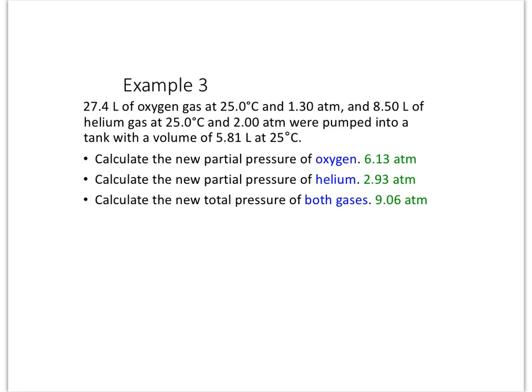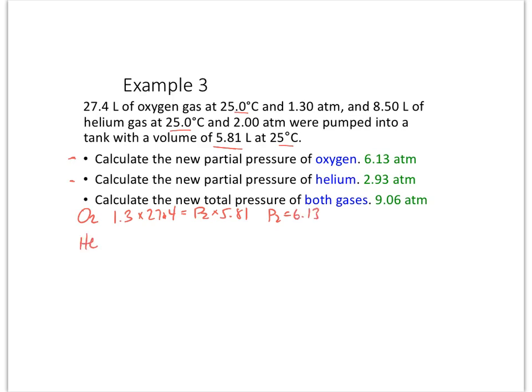Here's another sample. 27.4 liters of oxygen, blah, blah, blah. We have oxygen and helium, both pumped into a tank with a volume of 5.8 liters at 25 degrees. So our temperatures are constant here the whole time. Calculate the new partial pressure of the oxygen. So we could do a P1V1 equals P2V2 for both of these gases. So P1 for the oxygen was 1.3, V1 is 27.4, P2 is what we want to figure out, V2 is 5.81, that's the new container we pumped it into. So P2 is equal to 6.13, that's how I get that first answer.